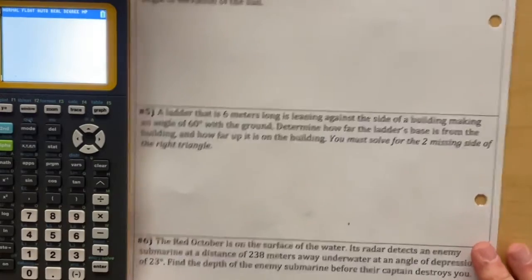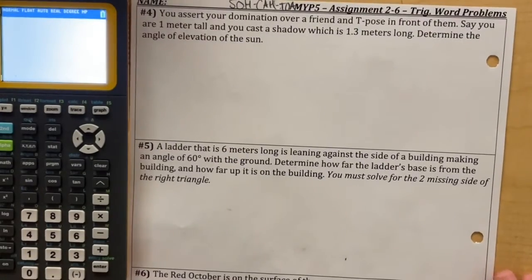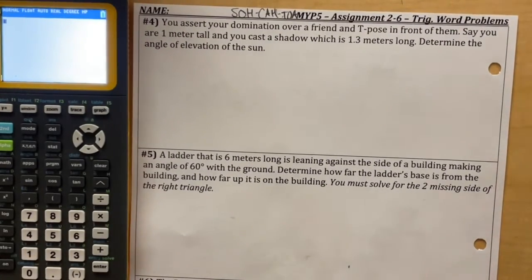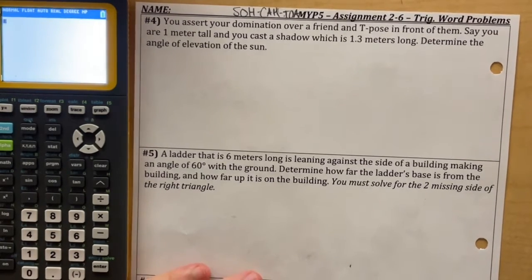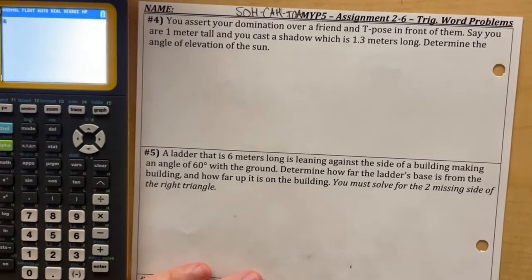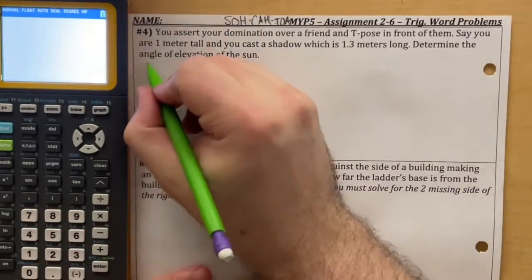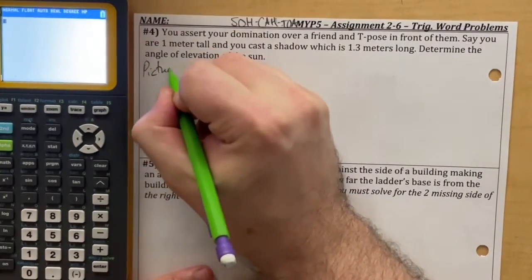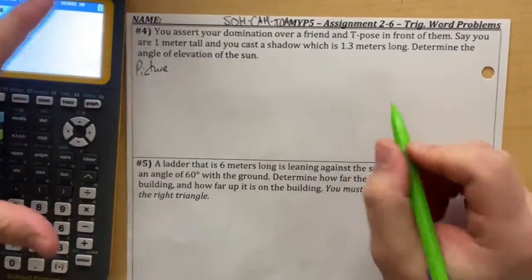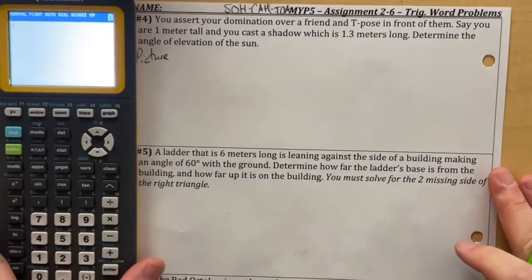All right. So for number 4, let's make sure this is in the picture. For number 4, it says you assert your domination over a friend and you T-pose right in front of them. Say you are 1 meter tall and you cast a shadow that's 1.3 meters long. Determine the angle of elevation of the sun. So, you can draw that picture for yourself first.